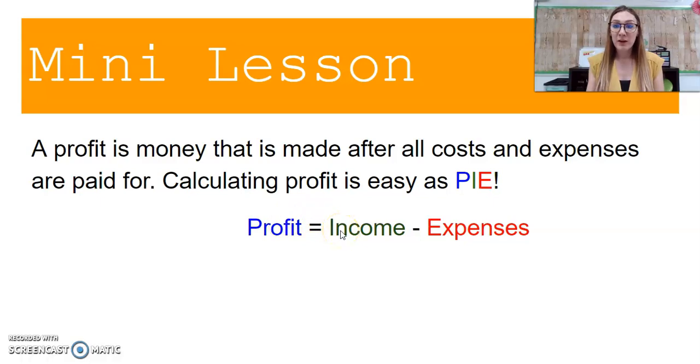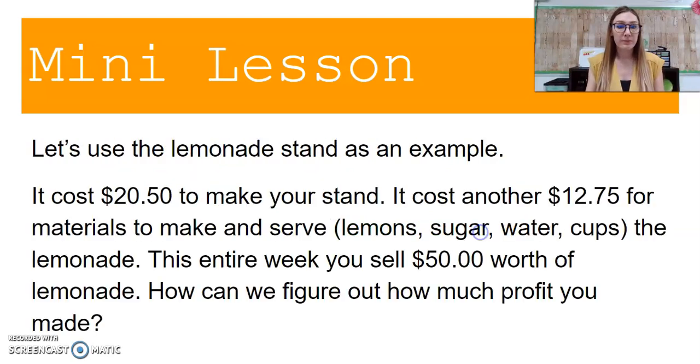I stands for income. Remember, income is money coming into your bank account, and expenses is the money leaving your account. It's going away. So we take that money that you made, we subtract the money that went away, and whatever is left over is your profit.